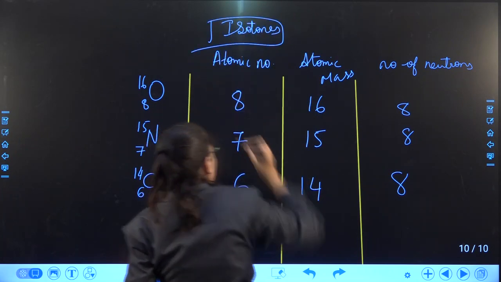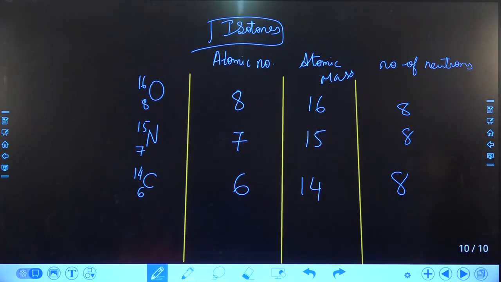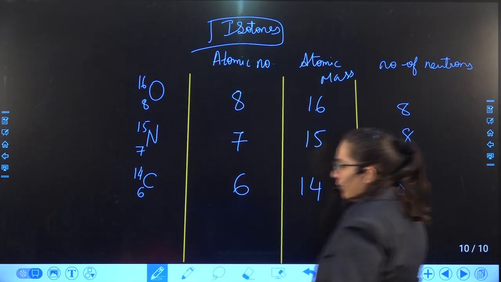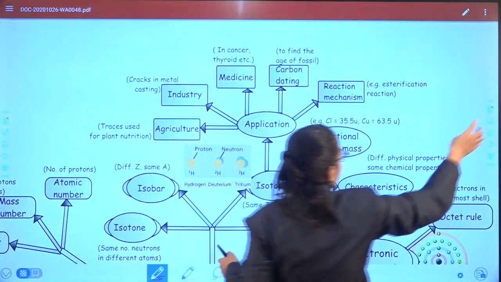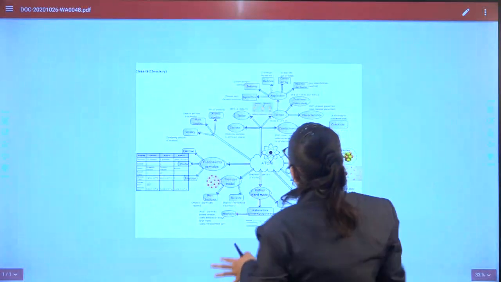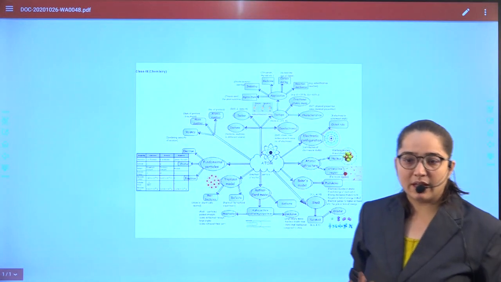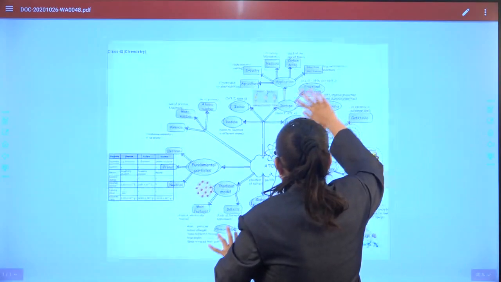Okay, take the screenshot of this, then we'll move further. I hope you have taken the screenshot. Now this is the complete memory map of it, the complete memory map of atom. Only this much. One by one, let's see what we started with.